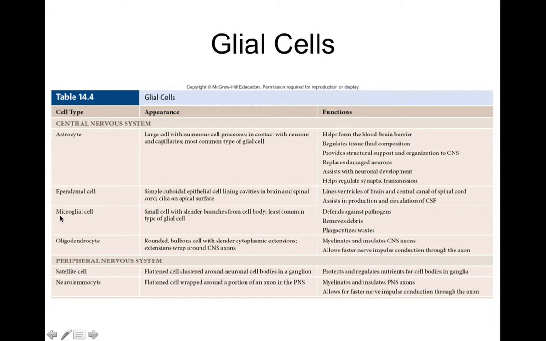How about the microglia? What was their function? You got it. Get rid of debris because they're like the macrophages of your brain tissue. Good. And then oligodendrocyte. Oligo means many. Dendro means kind of like extension, right? So oligodendrocytes have many branches, and oligodendrocytes are the ones that make myelin in the central nervous system. You got it.